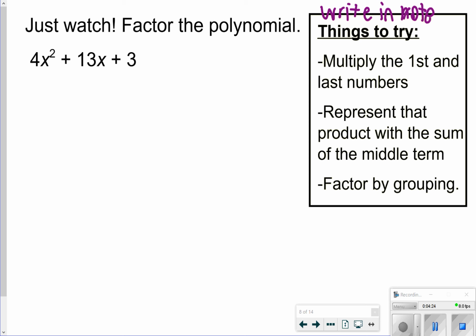But things to try first: if there's no GCF, you're going to multiply the first and the last numbers. So that means 4 times 3, and 4 times 3 is 12. What we're going to try to do is represent 12 using the middle term with a sum of numbers. So in other words, how can I make 13x using factors of 12? I know that 4 and 3 are factors, but 4 plus 3 does not equal 12.